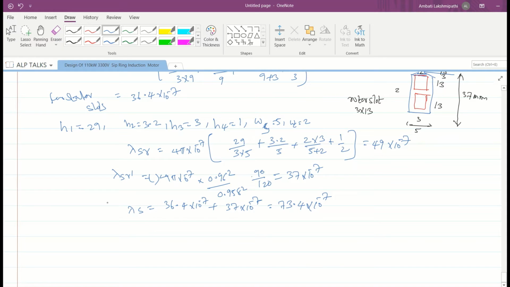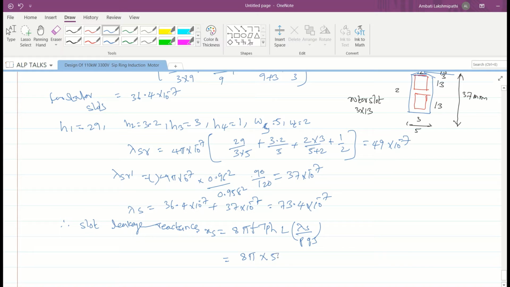Now let's calculate the slot leakage reactance, small xs. It is 8 pi f times turns per phase squared, times the entire length, times lambda s, that is the leakage permeance, divided by P into Qs. This is the basic formula. In other sessions I will explain how we got this formula and how to derive it. For the time being, let's just use this formula.